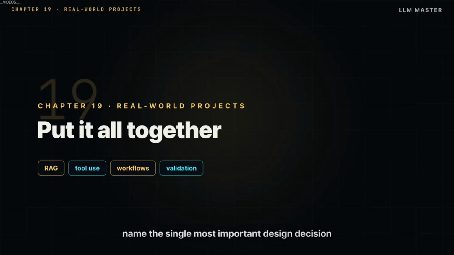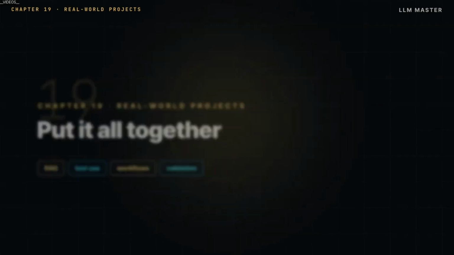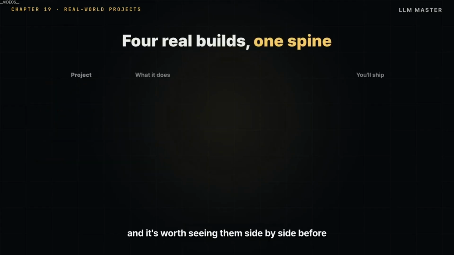Sketch the architecture, name the single most important design decision, and call out the one gotcha that quietly wrecks the naive version. By the end, you'll see the shared skeleton underneath all 4. Here are the 4 builds, and it's worth seeing them side by side before we open any of them up.